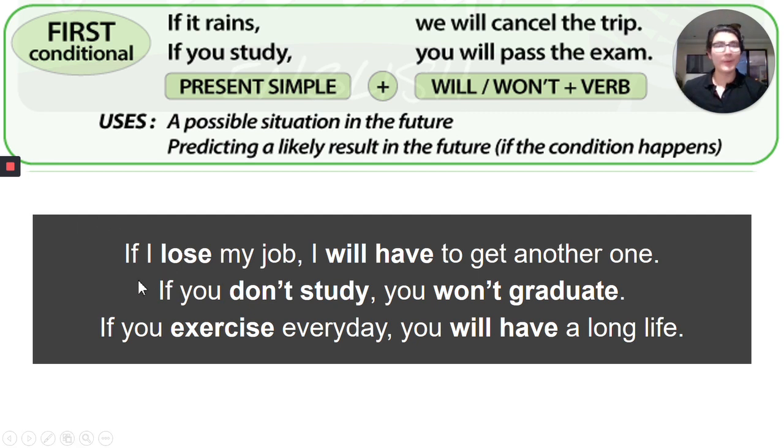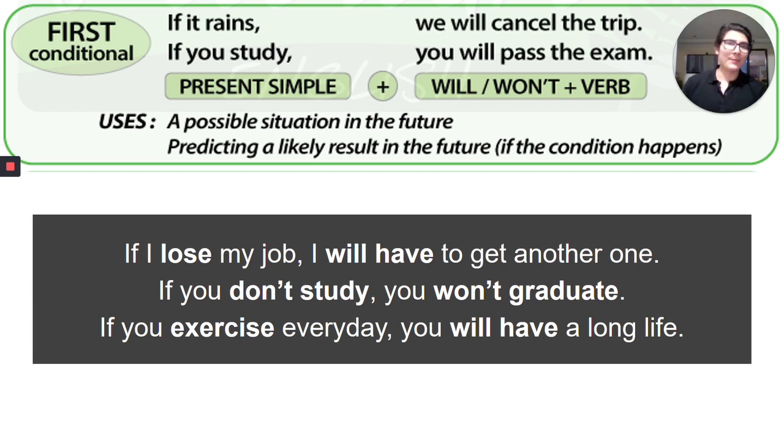Now, three more examples. If I lose my job, I will have to get another one. If you don't study, you won't graduate. If you exercise every day, you will have a long life. Now remember, this is a possible situation. It is not like the previous zero conditional because you don't know 100%. You don't know for sure.